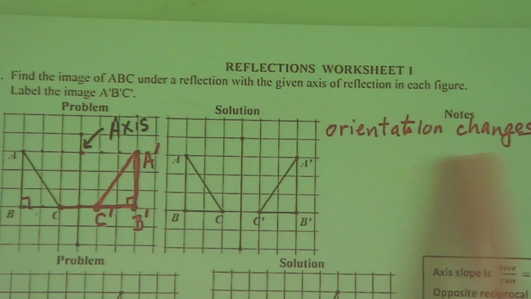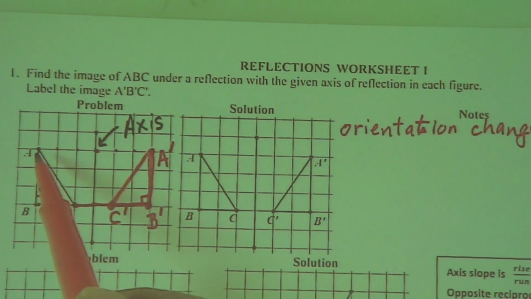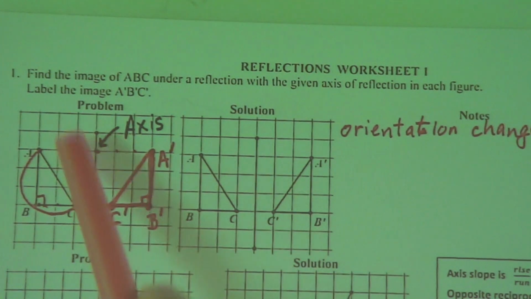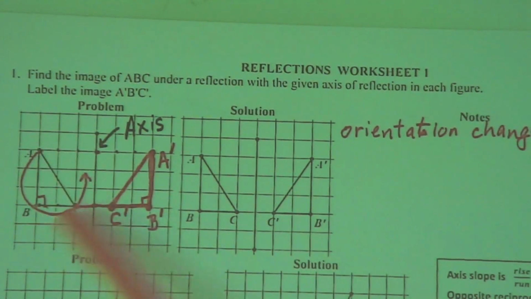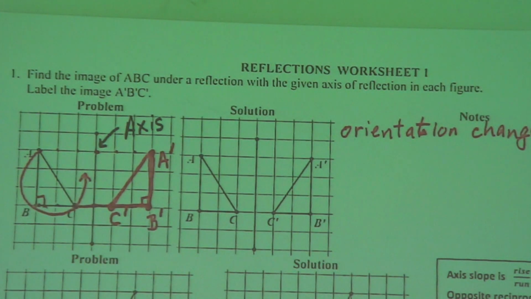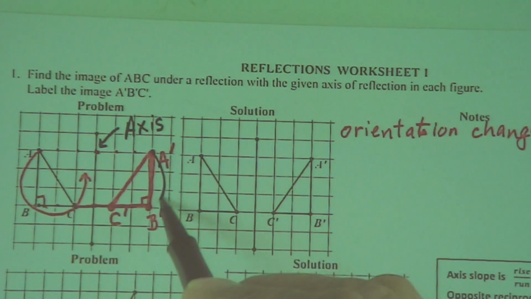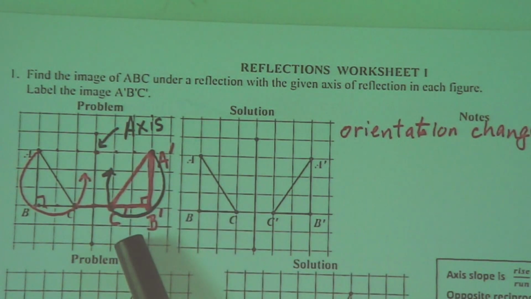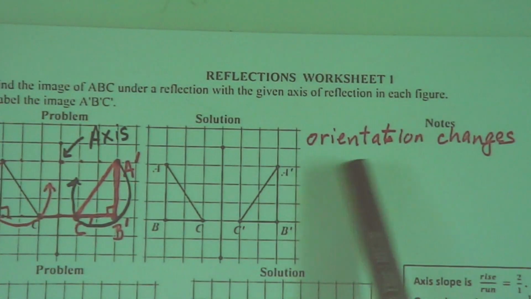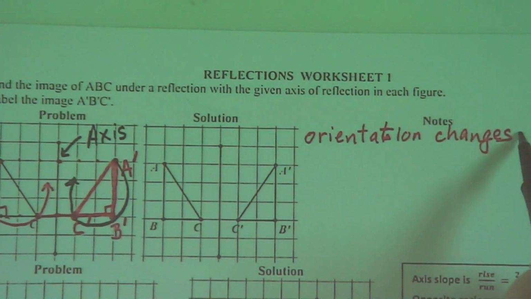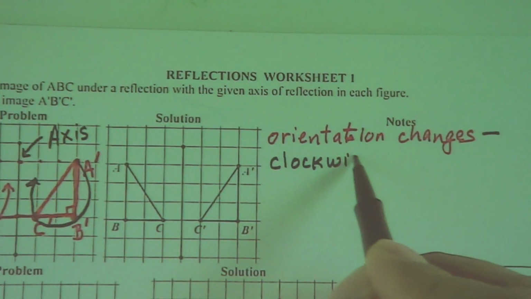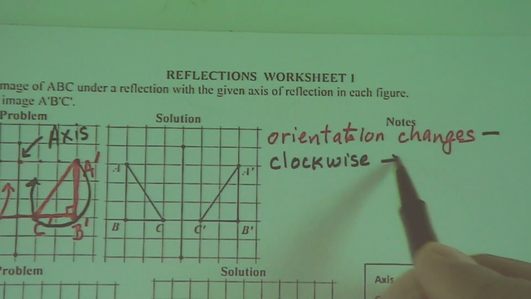But there's a little bit more to this. If you look at A, B, C, I am going counterclockwise. But when you look at the image, we're now going clockwise. So when we say orientation changes, we mean that clockwise becomes counterclockwise and the other way.